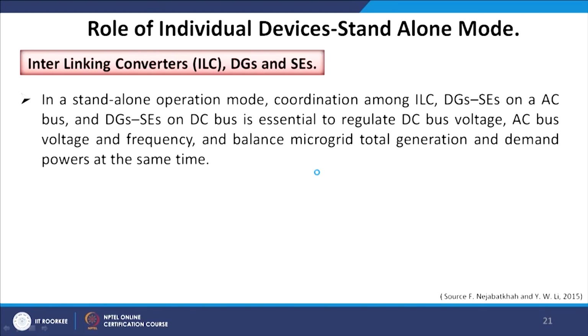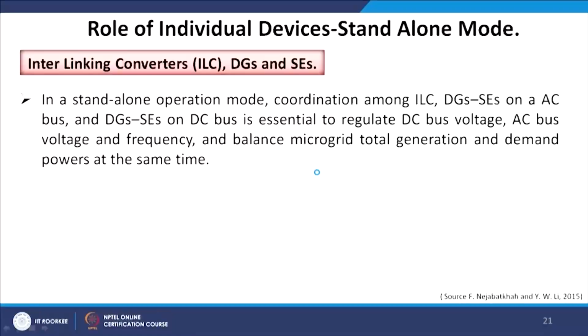Now, during standalone mode of operation or islanded mode of operation, how do those devices, interlinking converters, distributed generators as well as my storage elements, play an important role? In a standalone operation, coordination among interlinking converters, distributed generators and storage elements on an AC bus, as well as the distributed generators and the storage elements in a DC bus, is essential to regulate the DC bus voltage and AC bus voltage and frequency.